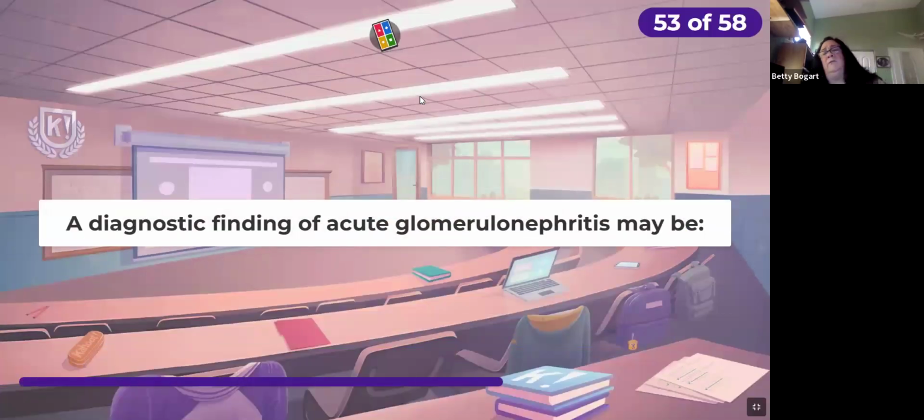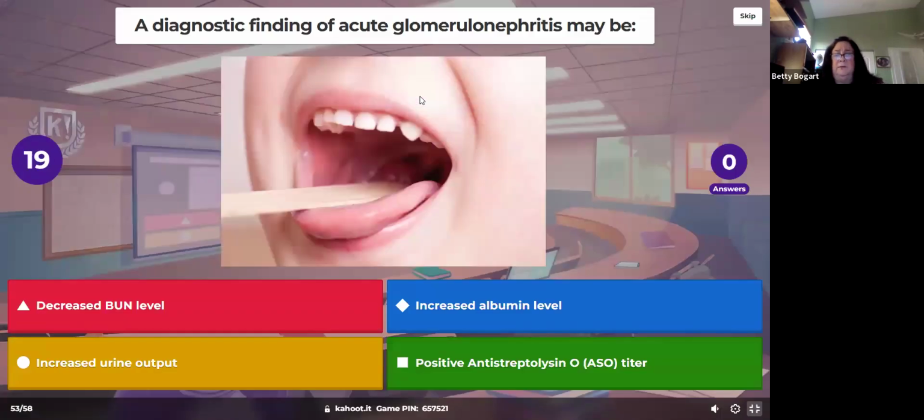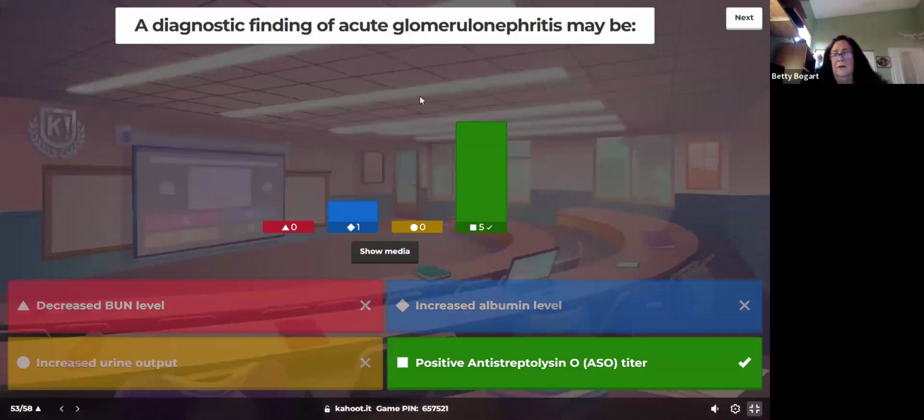A diagnostic finding of acute glomerulonephritis may be. So we've hit this in all different ways. We've had rheumatic fever, acute glomerulonephritis, and yeah, they had a sore throat. Well, what's that lab value we can do instead? And it's right in the name. It's so easy. ASO level, positive anti-streptolysin. Sometimes they'll come at you with, this is the answer, not strep. So that's why I hit you with both sides of it.